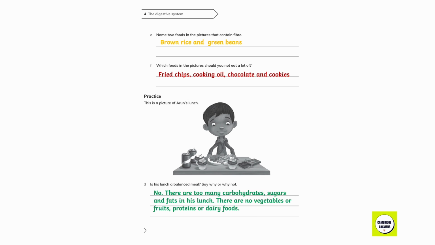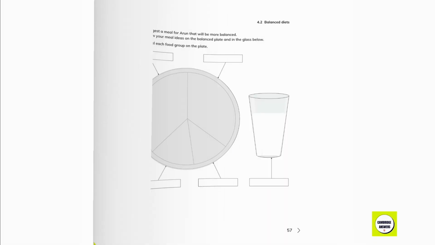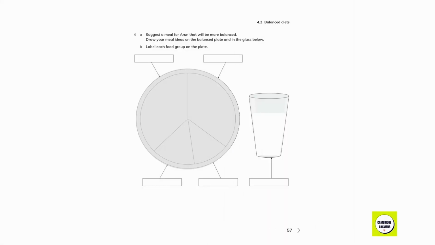Which foods in the pictures should you not eat a lot of? Fried chips, cooking oil, chocolate, and cookies. This is a picture of Arun's lunch. Is this lunch a balanced meal? Say why or why not. No, there are too many carbohydrates, sugars, and fats in his lunch. There are no vegetables or fruits or proteins or dairy foods. Suggest a meal for Arun that will be more balanced.